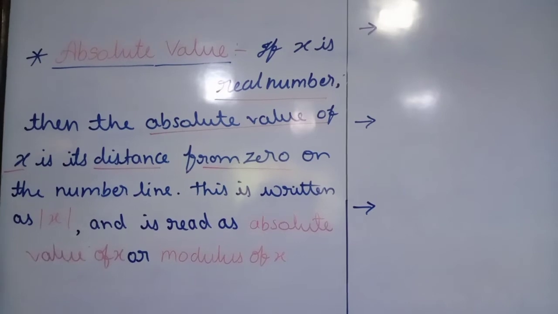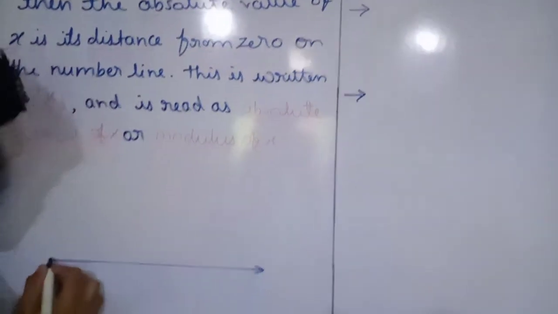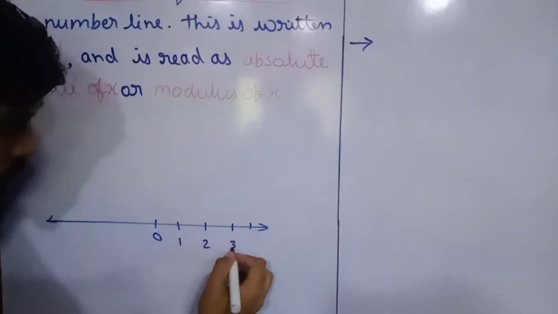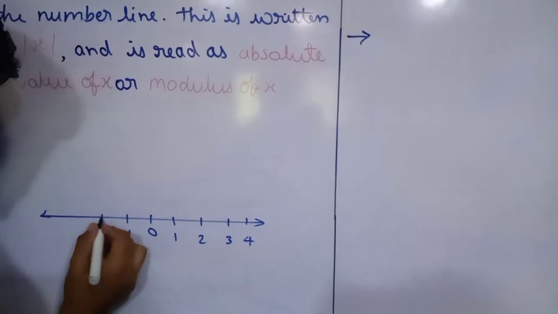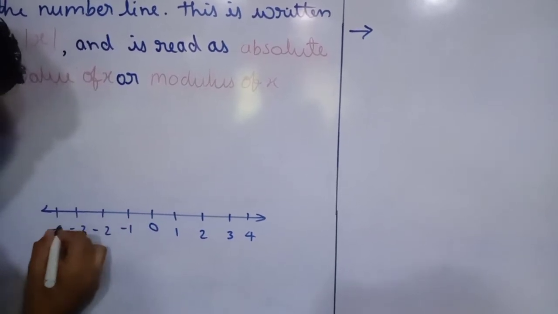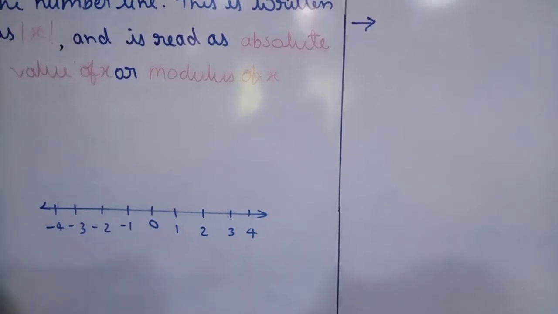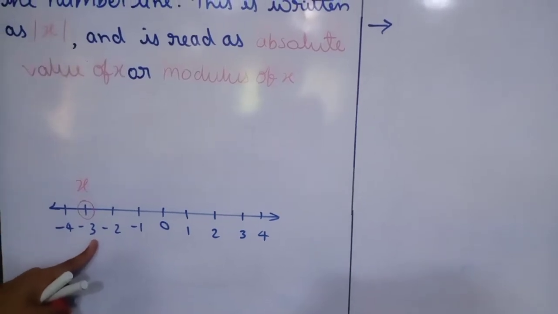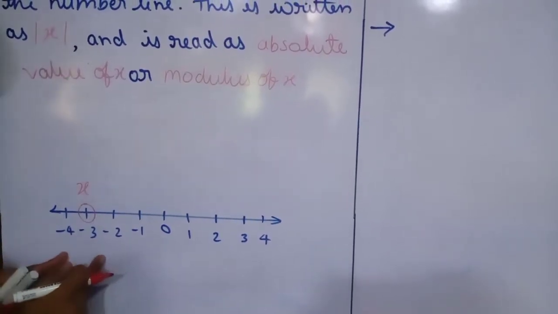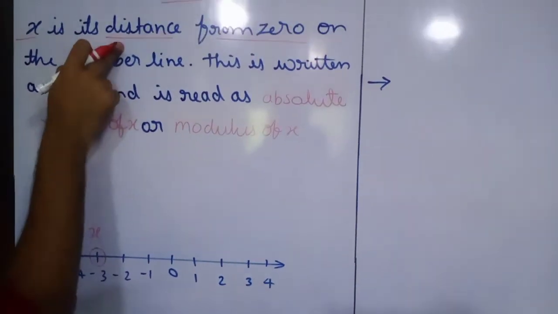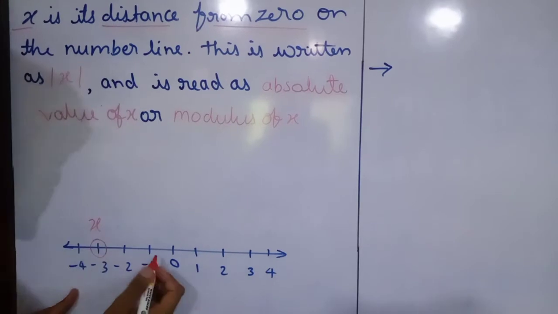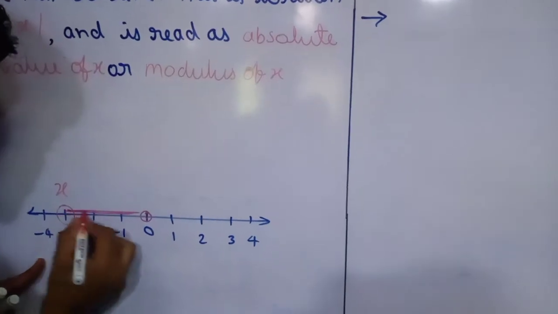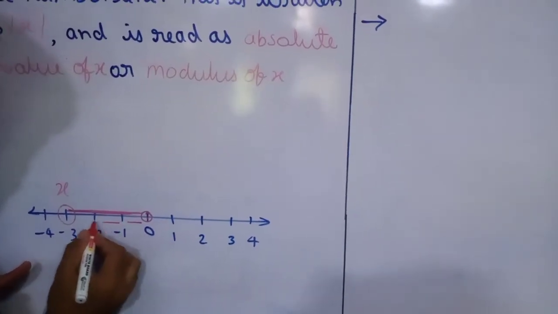Let's see, here we have a number line. 0. On the right hand side we have 1, 2, 3, 4. On the left hand side we have -1, -2, -3, -4 and so on. And here suppose x is at the point -3. So what is the absolute value of x? As per our rules, the absolute value of x is the distance from 0. So what is the distance? That is 1, 2, 3.